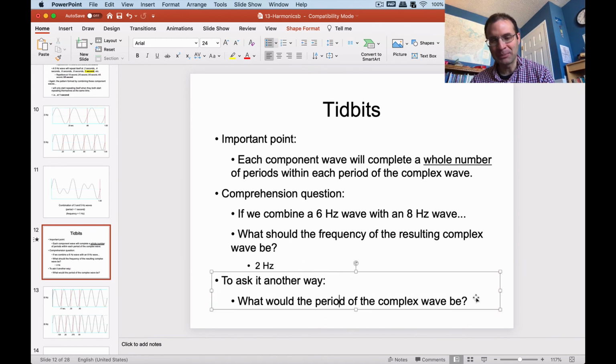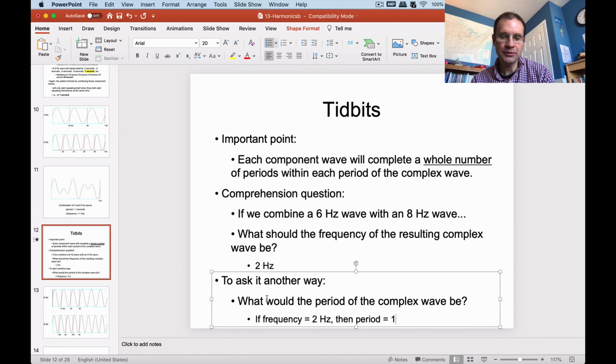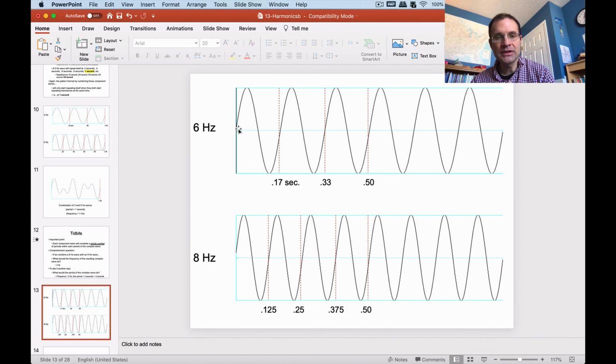To ask another way, what would the period of the complex wave be? We can figure that out in a couple of different ways. But if we know that the frequency is 2 hertz, then period equals 1 over 2. So period is just 1 over frequency. Frequency is just 1 over period. So our period should be 1/2 of a second, or 0.5 seconds if you want to put it that way. And we can see why here, right?